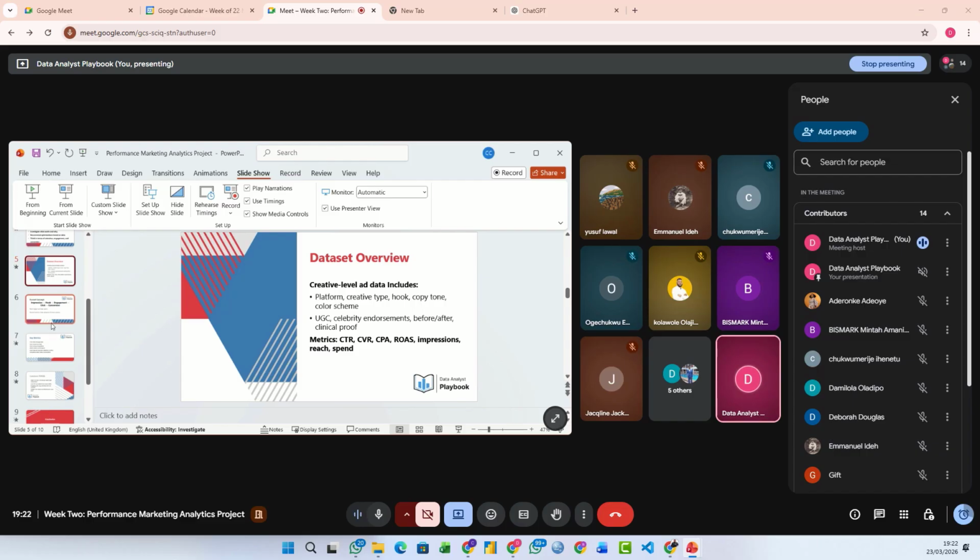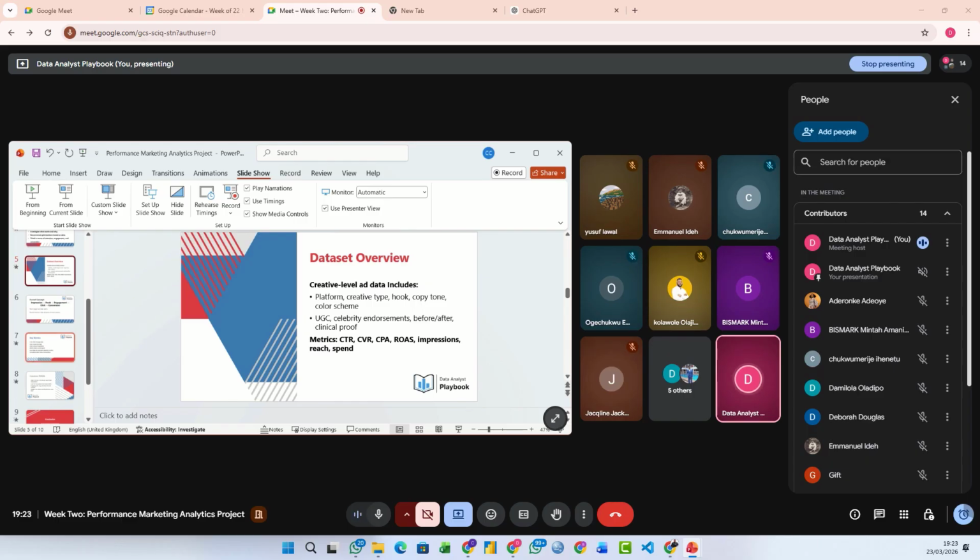So we would see platforms like we said, those platforms are Meta and TikTok. We see creative types, we see hook, we see copy tone. You know, copy tones like how these marketing ads were sent to these people, and celebrity endorsement and stuff like that.